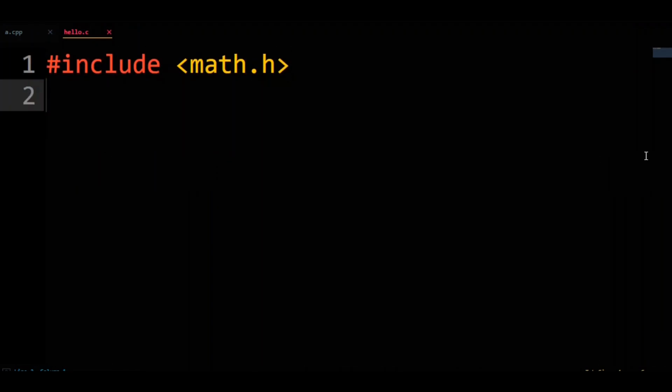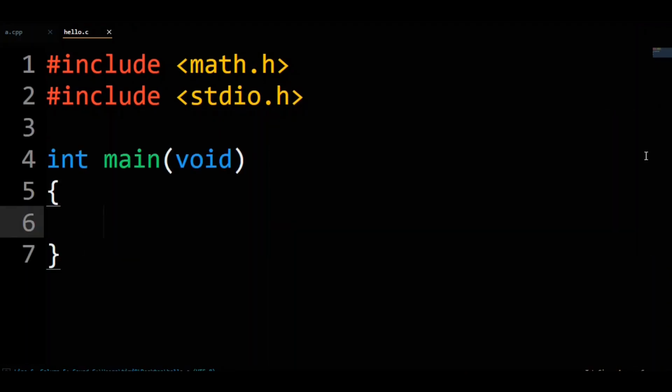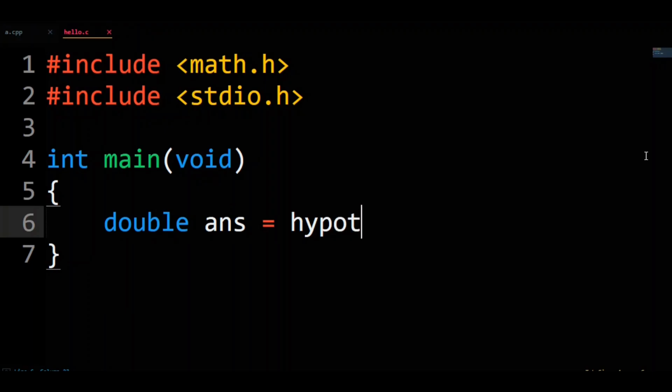The hypot function in C basically does the distance formula. Hypot is in the math.h header file, so we will #include math.h as well as including stdio.h. Hypot returns a double, so our answer will be double ans equals hypot of 3 and 4.